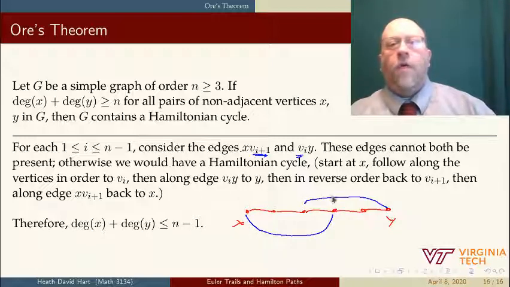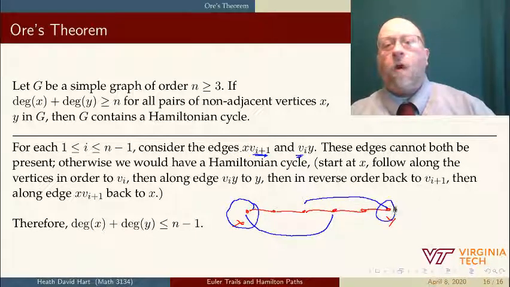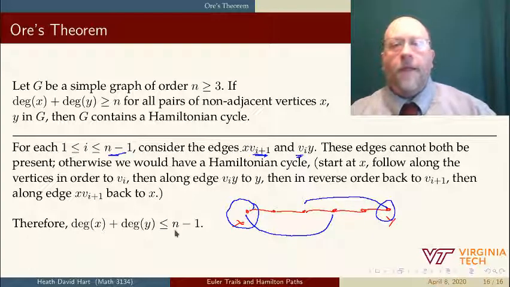And so since one out of every pair of these edges has to not exist, then x can have some of the edges, y can have some of the edges, but they can have at most one edge out of each pair, and there are only n-1 pairs. And so the total degree is less than or equal to n-1.